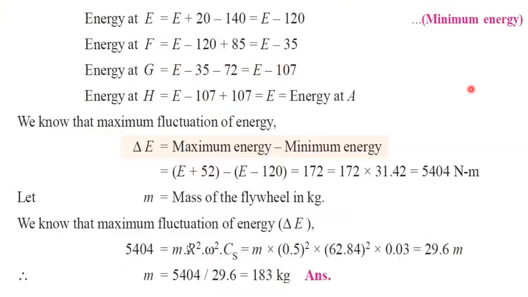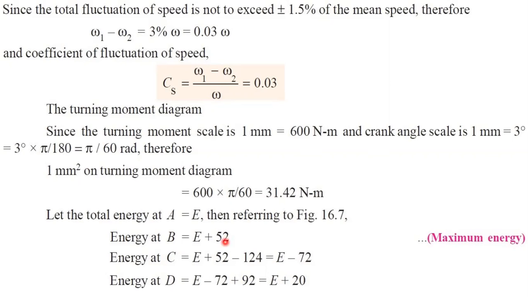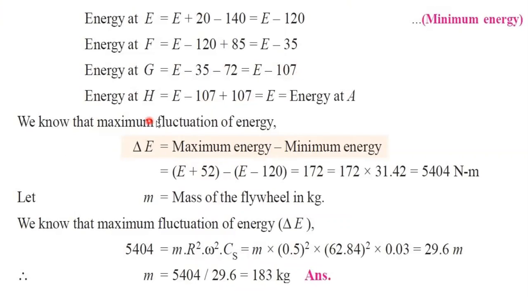The maximum is E plus 52 and the minimum is E minus 120. So just make a note of it. The total maximum fluctuation of energy is ΔE, which is equal to maximum energy minus minimum energy. So E plus 52 minus (E minus 120). Finally we get 172 millimeter square in terms of area, right? To convert it to Newton meter, we use the scale value as 31.42.